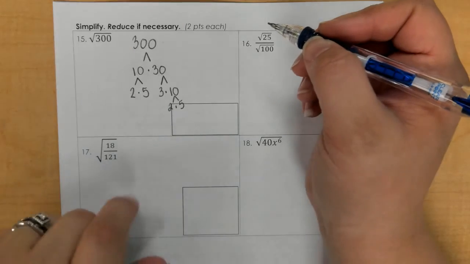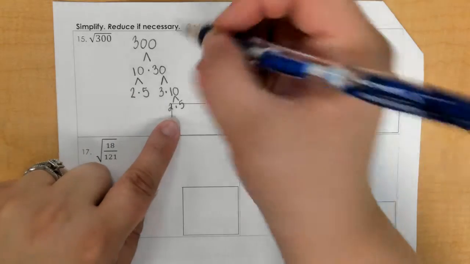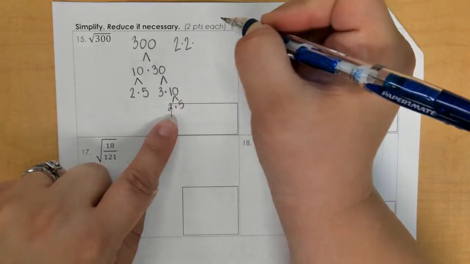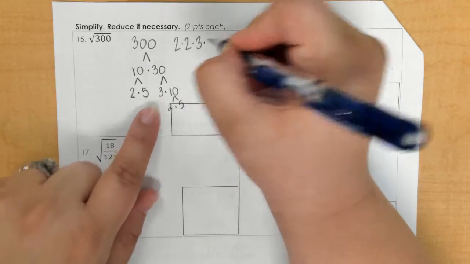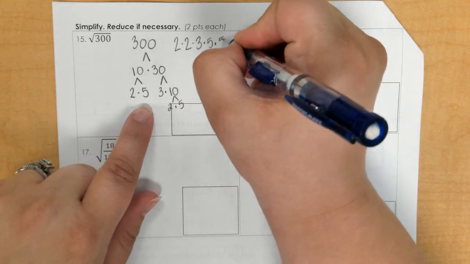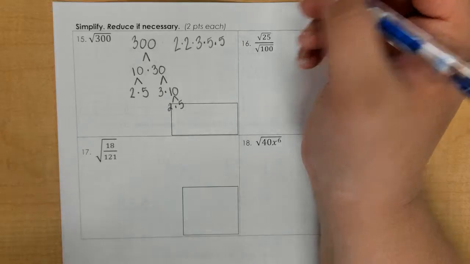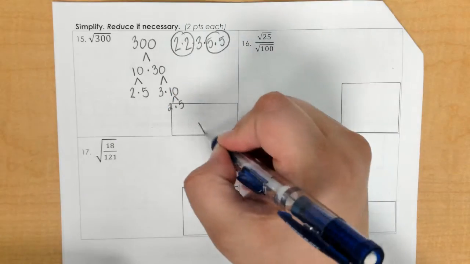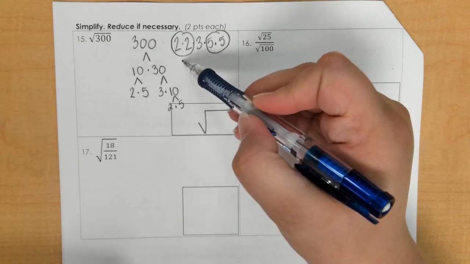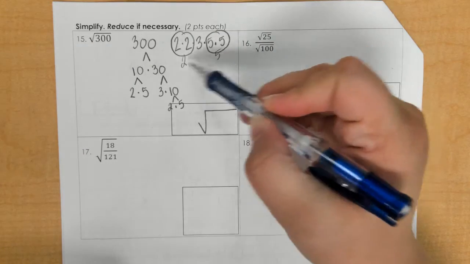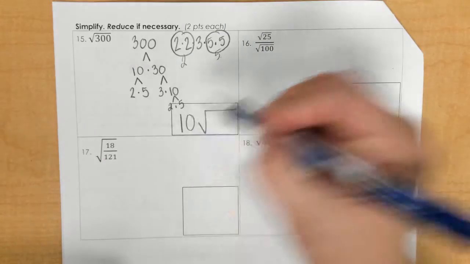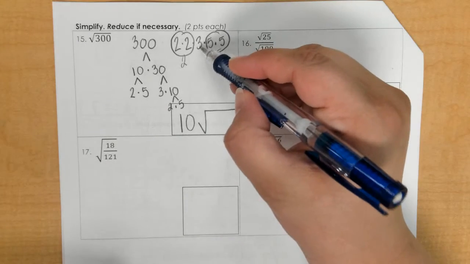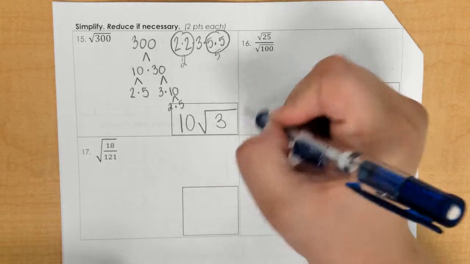So at the end of my branches, I have 2 2s. I have a 3 and 2 5s. I circle my pairs. I take 1 2 from here and 1 5 from here, and I multiply those together. The leftover 3 goes inside of the radical.